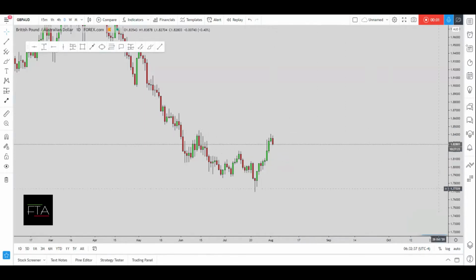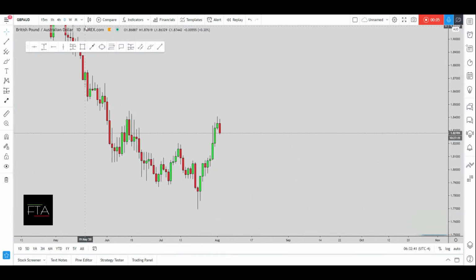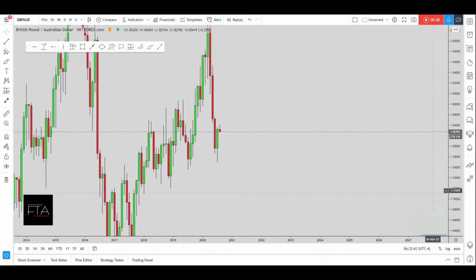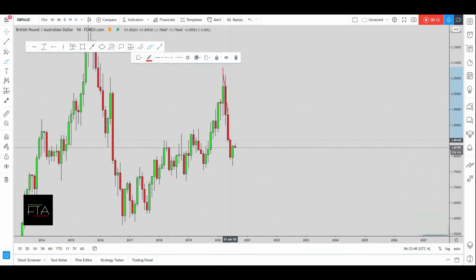Okay, so let's make a full breakdown of the situation that we currently have on GBP AUD. Now let's start from the monthly time frame. Now on the monthly, what do we have? We have a market that clearly has created a very nice impulse to the downside. Now after this impulse, what do you expect? You expect a retracement, right? That is how the market moves. The market moves creating impulses and corrections.